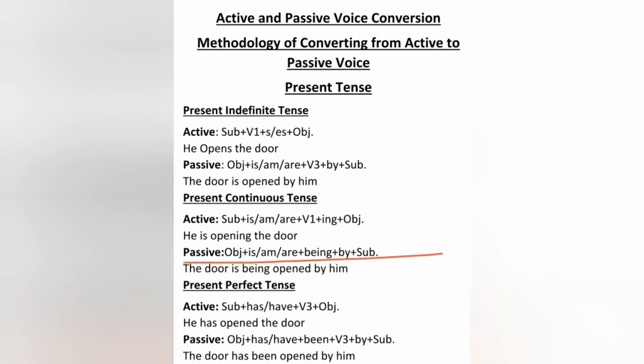The next tense we have is present continuous tense. The active methodology is subject, is, am, are followed by the first form of verb with ing, and an object. For example, he is opening the door. Now the passive form would be object with is, am, are, and ing will be added to be, so it will become being, then by and subject. For example, the door is being opened by him.